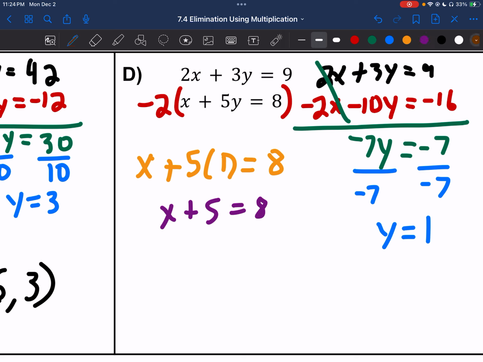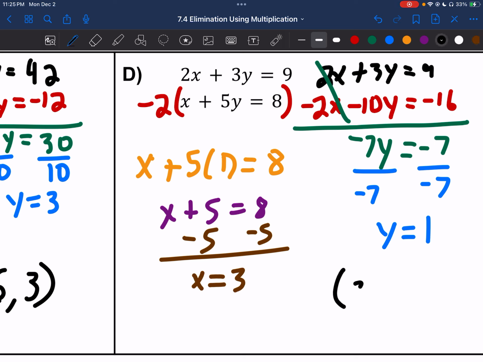And then we are going to subtract that 5 from both sides. And we get that x is going to be equal to 3. So my ordered pair is 3, comma 1. With all of these problems, you are able to go back and check your work against the answers and make sure that they all work.